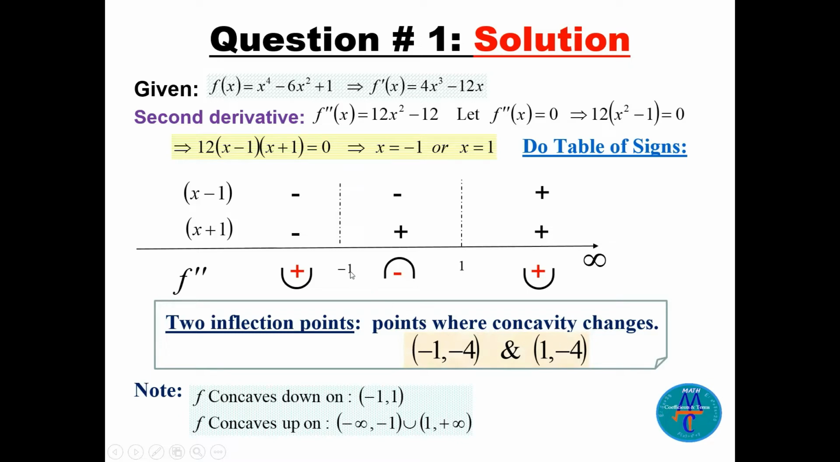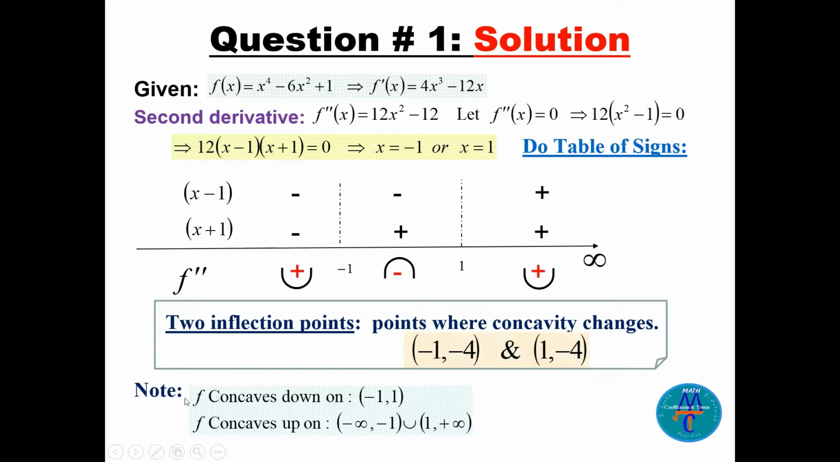So minus 1, replace minus 1 in the function. Remember, f of minus 1: minus 1 to the power 4, minus 6 times minus 1 all squared, plus 1, you get minus 4. And you put 1 also in the function, f of 1, you get minus 4 also. So there are two inflection points: minus 1, minus 4, and 1, minus 4.